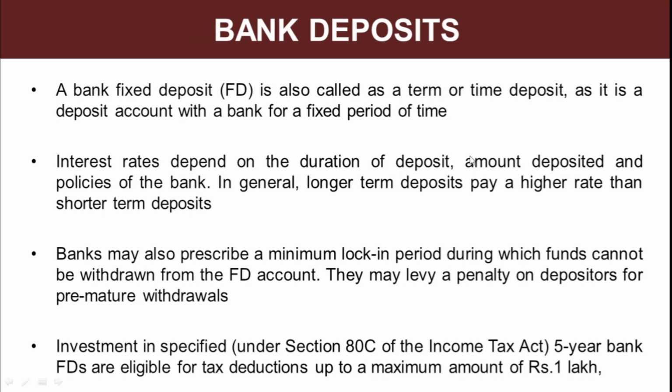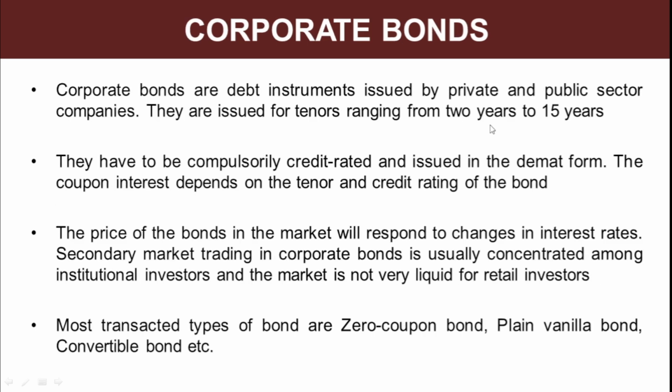Now these corporate bonds are also provided with a rating which shows how safe a particular bond is or how reliable a particular investment in that company's bond is. So rating is also provided by various rating agencies which need to be considered before investing in the corporate bonds. They have to be compulsorily credit rated and issued in demat form. The coupon interest depends on the tenor and credit rating of the bond.